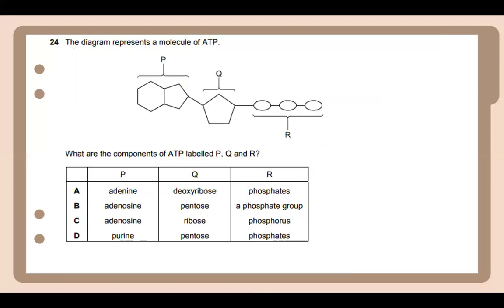The diagram represents a molecule of ATP. What are the components of ATP? Label P, Q, and R. The answer will be P represents purine, Q is pentose, and R is phosphate.